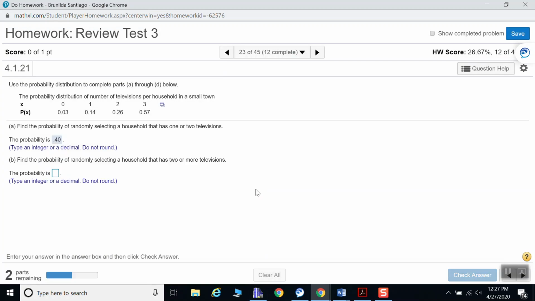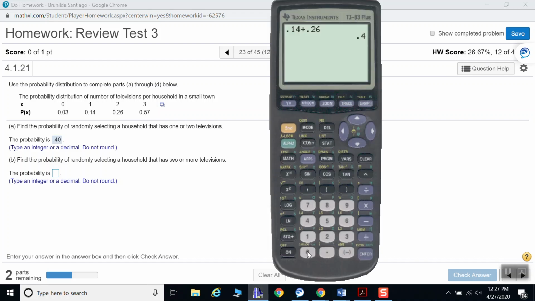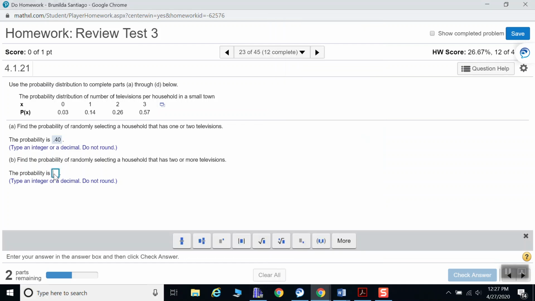So next, find the probability of randomly selecting a household that has 2 or more televisions. 2 or more, that means 2 or 3, because we don't have any more than 3 in the table. So this is going to be 0.26 added to 0.57. Those are the 2 probabilities in decimal form. So this one is 0.83.